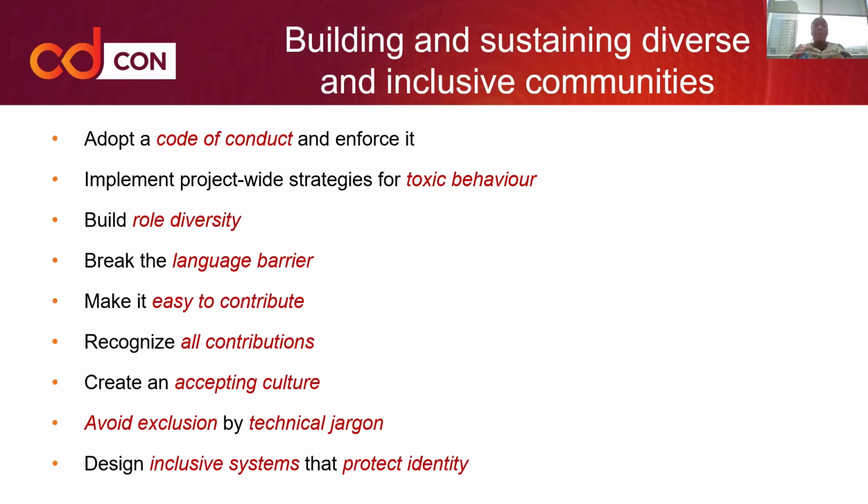Now, building and sustaining diverse and inclusive communities. So what are the ways by which open source organizations can do this? The first point I have is to adopt a code of conduct and enforce it. A lot of us know about the Contributor Covenant, and this code of conduct works for safeguarding the rights of the members of the community from experiencing misbehavior and ill treatment.